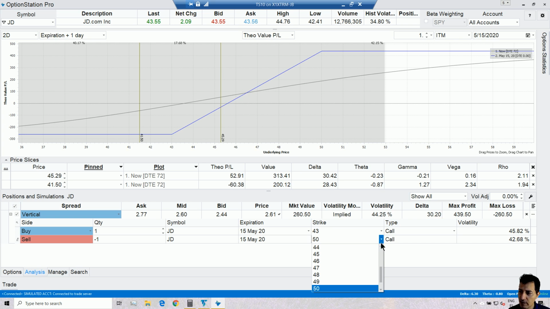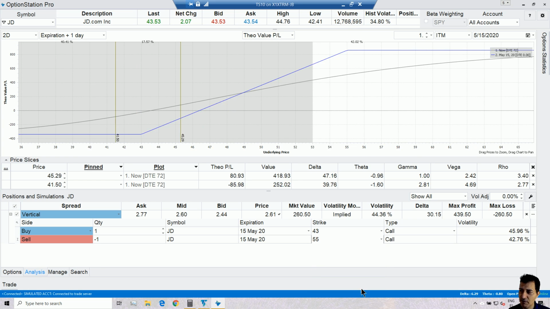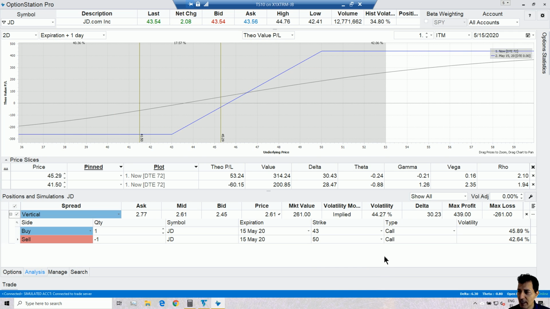So what if I do 43 and then I do 51? Oh, I don't have 51. The next one is 55 all the way, which is making my delta 49. So if I was to go back to 42, my delta is going to be even more. So the best I can do would be something like this, which is almost 30 delta and almost 0 gamma.